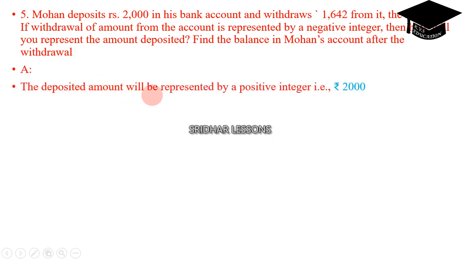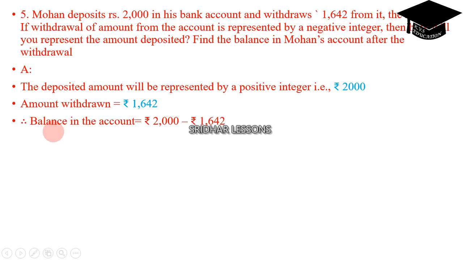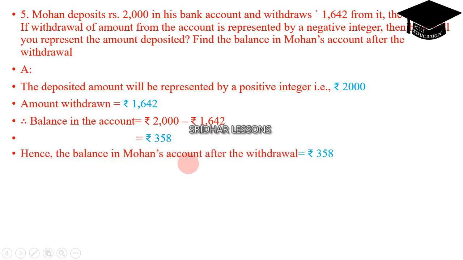The deposited amount will be represented with a positive integer, that is plus 2000 rupees. The amount withdrawn is 1642 rupees. Therefore, the balance is 2000 rupees minus 1642, which is equal to 358 rupees. Hence, the balance in Mohan's account after withdrawal is 358 rupees.